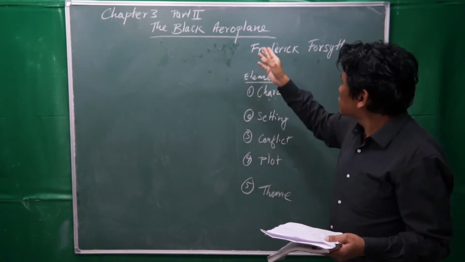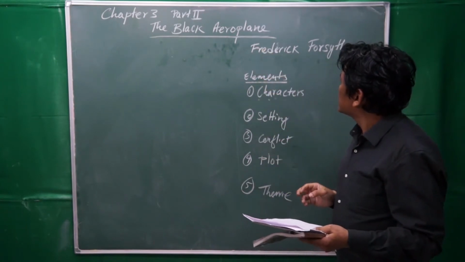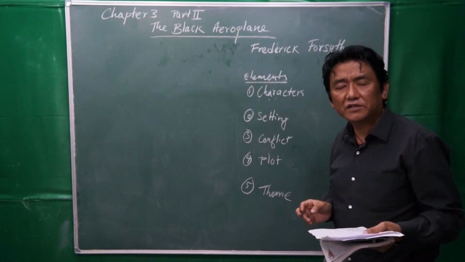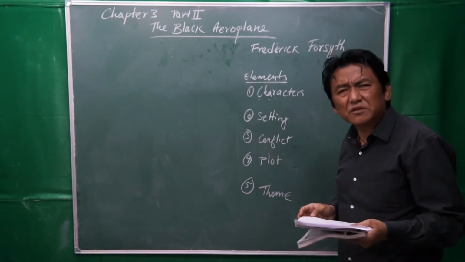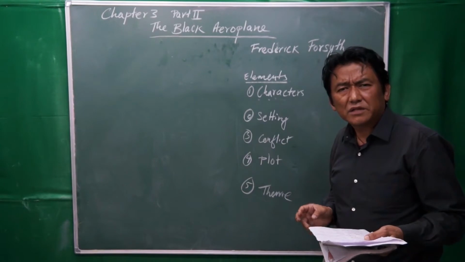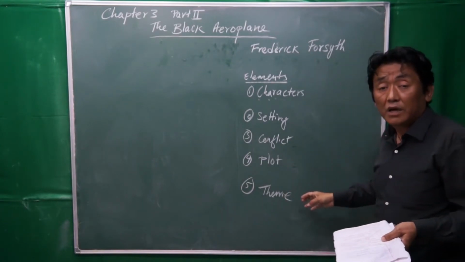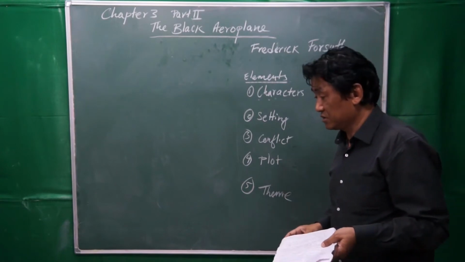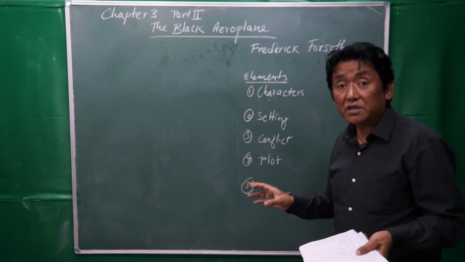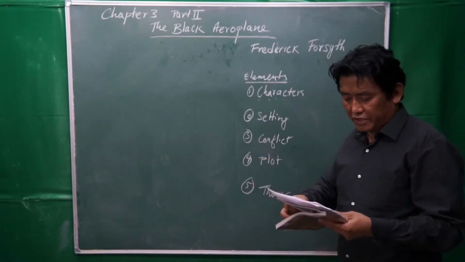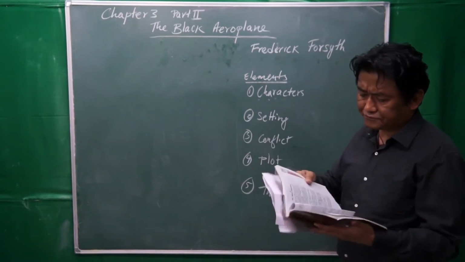Now, in a story of mystery, there is an element of surprise and suspense also, right? And that makes it very interesting. And then, of course, the theme. The theme is the central idea of the story. Okay.